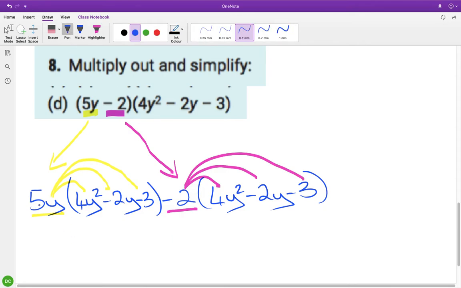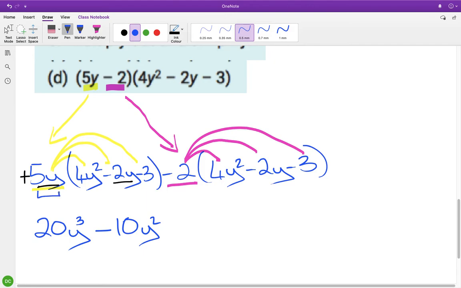Okay, so 4 by 5 is 20. And then we have a y here and we have 2 of them here. So in total that is 3 y's, y cubed. Next then, this 5y is positive, so we're multiplying the 5y and the minus 2y. So those signs are different, which means the answer is going to be minus. The numbers are 5 times 2, which is 10. And there's a y here and there's a y here, which means there's 2 of them. So y squared.